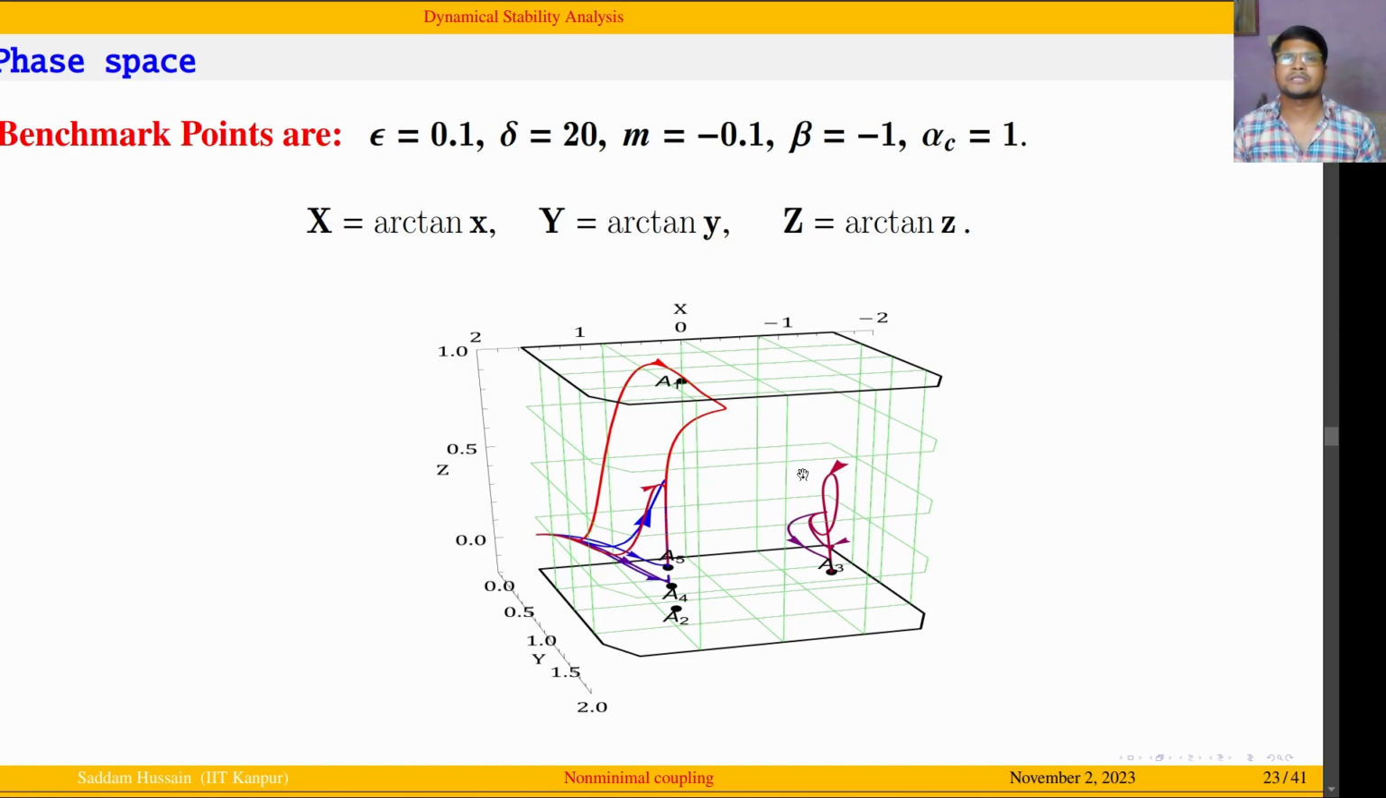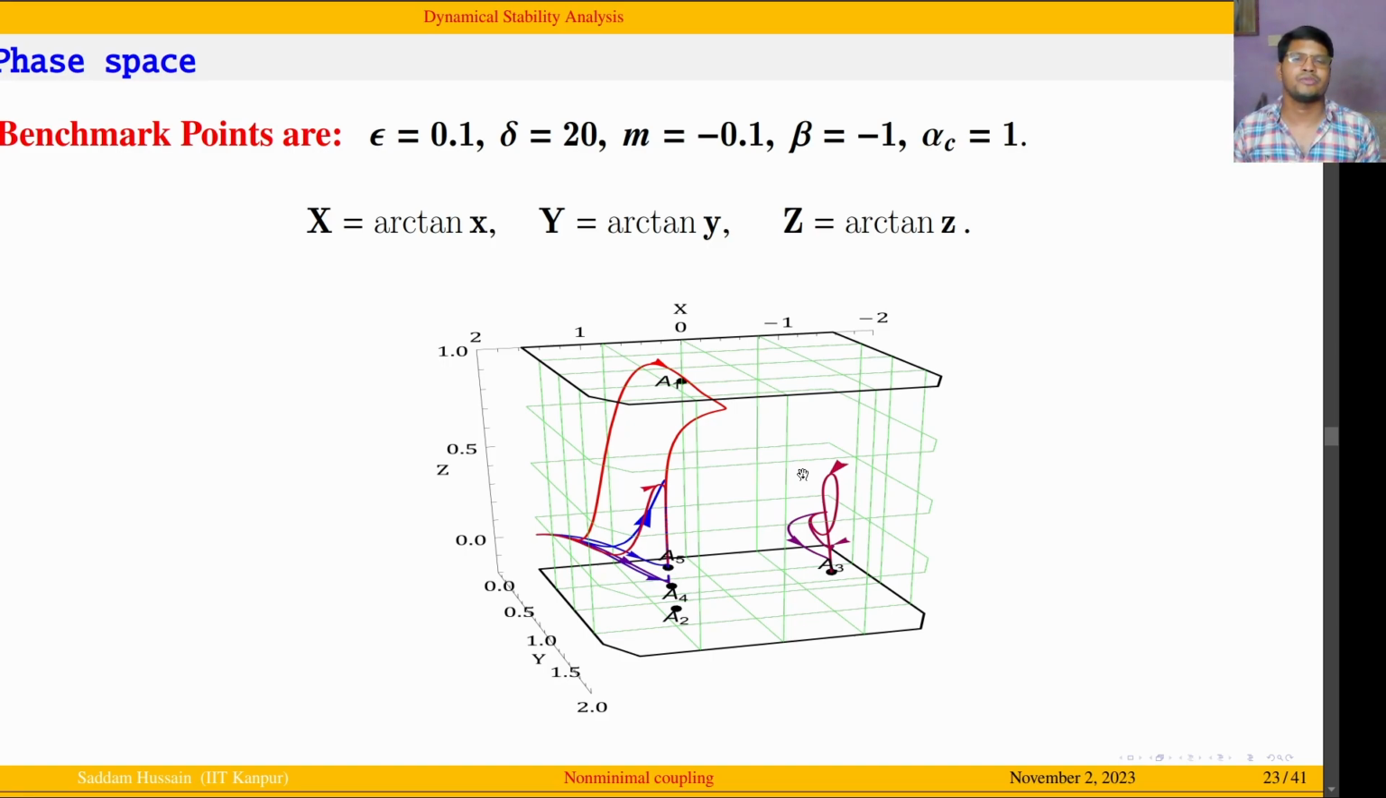So we have chosen the benchmark point epsilon to be minus 0.1, and some delta to be 20, beta minus 1, and alpha c. Either you take minus 1 or plus 1, it does not have any effect. And we have found 1, 2, 3, or 5 critical points. A3 is lying on the negative x-axis, and it is showing phantom type solutions. So any trajectory originating there ends up at A3, and A3 is a non-interacting point. So Z is becoming 0. So it is not giving us any very interesting signature.